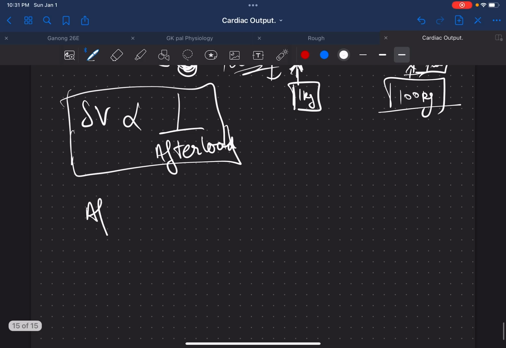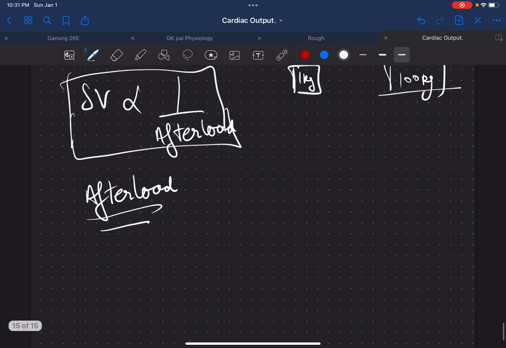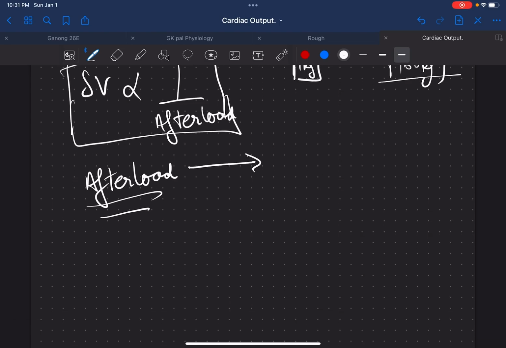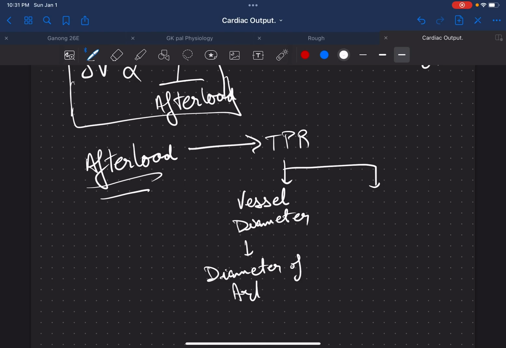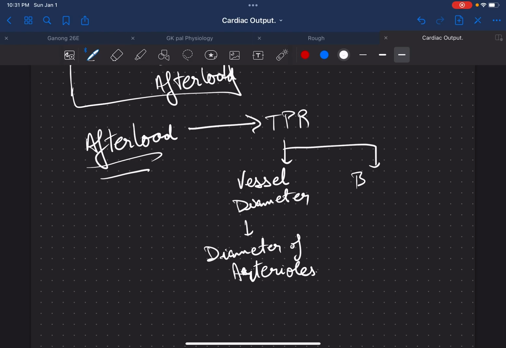Now, what are the parameters that affect our afterload? Total peripheral resistance. It is dependent on vessel diameter, strictly speaking the diameter of arterioles, and blood viscosity.